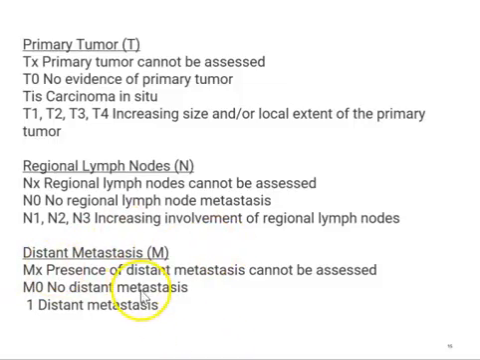The M, metastasis. So ideally, we have none. Sometimes we can't determine this in certain types of cancer. So MX, present, cannot be assessed. M0, there's none. So they did a PET scan maybe, and they could not find any metastasis evident. And then, of course, some distant metastasis. So ideally, we don't want there to be any mets. There's also a pretty good table in your book that explains this as well.